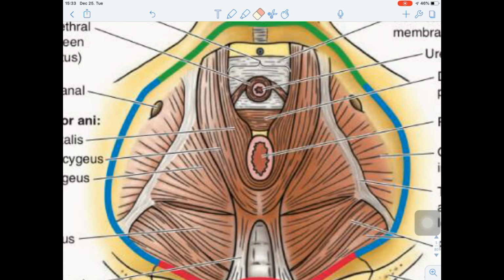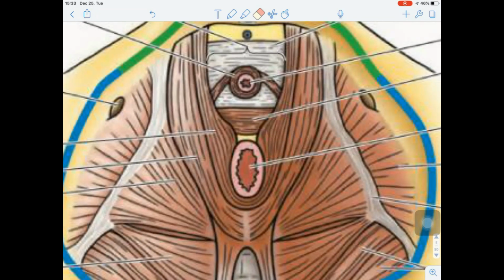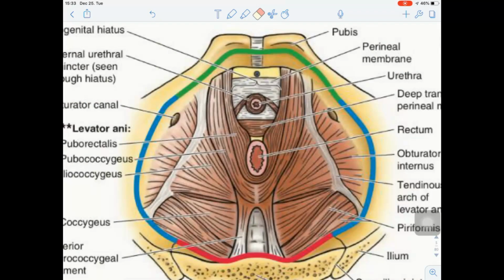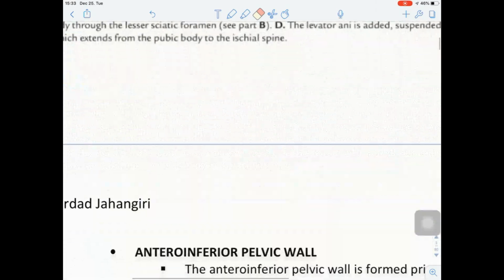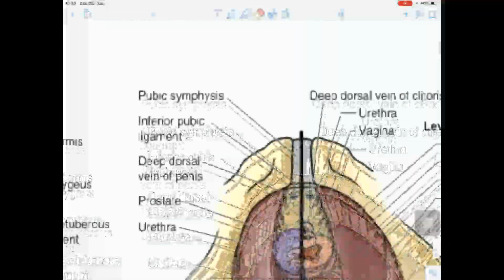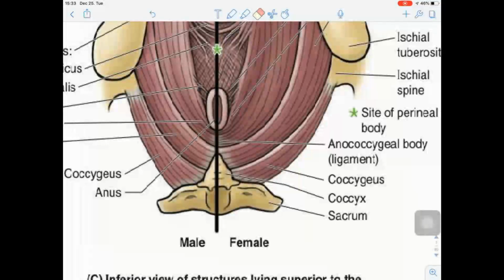So the important thing about it is that, you see, here you have puborectalis. Then this one is pubococcygeus. It originates from the pubic bone and also from the tendinous arch, and then in the midline they join together, both sides, right and left. So they form a ligament or body between the anal canal and coccyx. We call it the anococcygeal body or anococcygeal ligament.